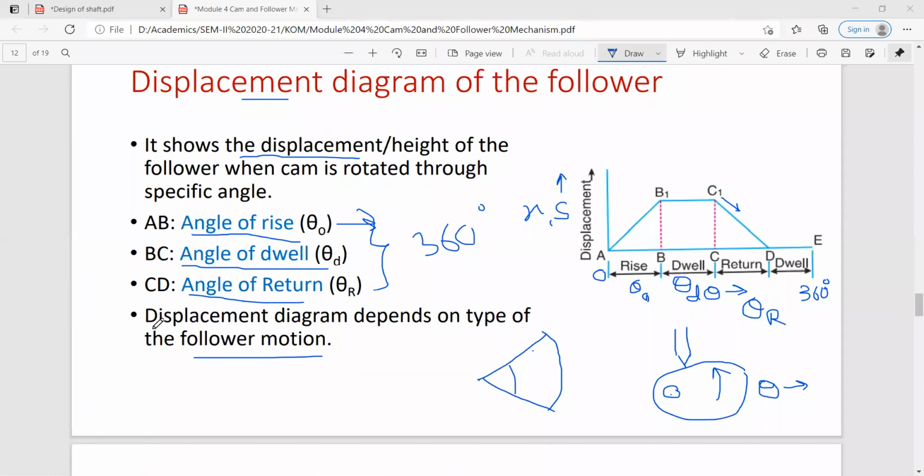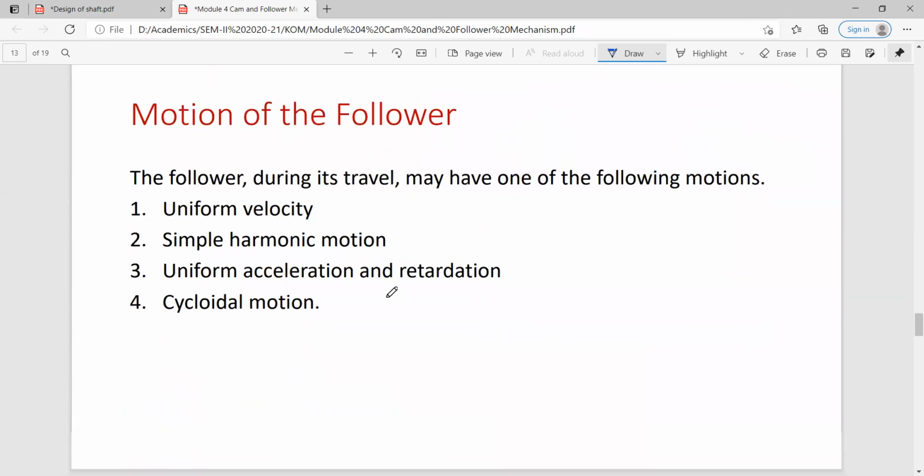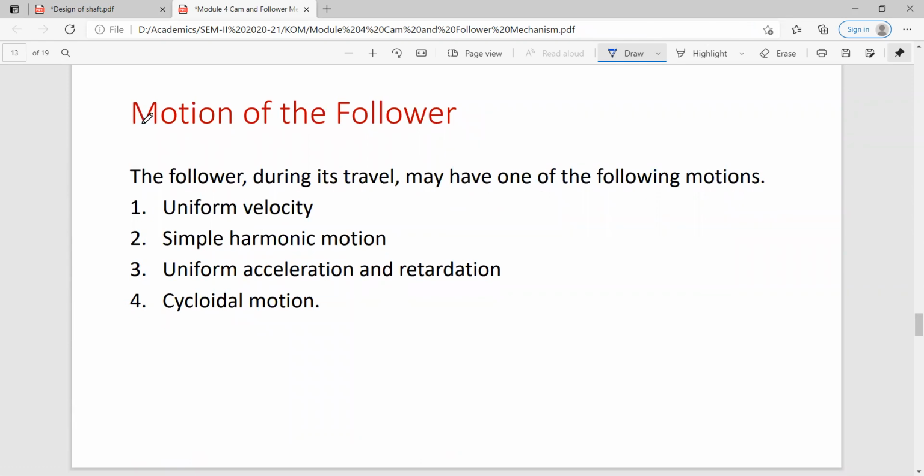So here we made a statement that this displacement diagram will depend on the type of the follower motion. Means what kind of motion do you desire to give to the follower? Depending on that, there will be specific construction for the displacement diagram. Okay, so now the next topic, let us see the motion of the follower.